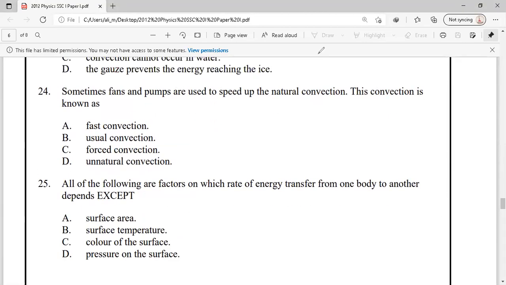Let's see the last two questions. Sometimes fans and pumps are used to speed up natural convection. So to increase the natural convection, we use fans and pumps to speed up the process of convection. And this type of convection is known as forced convection.